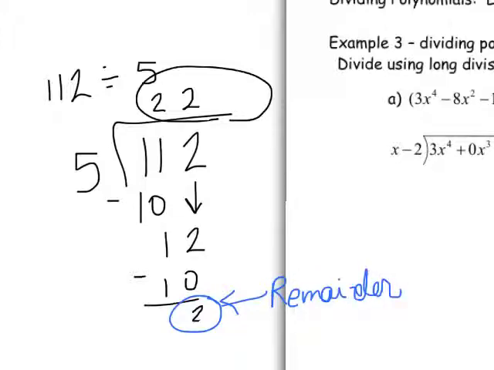Well, if you work with fractions, which is what we're going to be doing, 2 is the remainder because 5 doesn't go into 2 any more times. So 2 out of 5 is what's left. So what you end up having with fractions is 22, and adding 2/5 to that, because it's not just 22, it's 22 and 2 out of 5 left over.